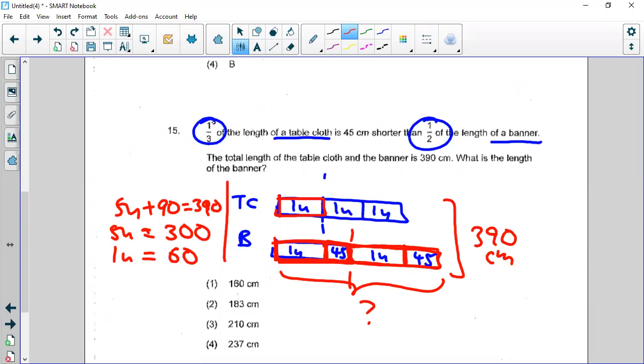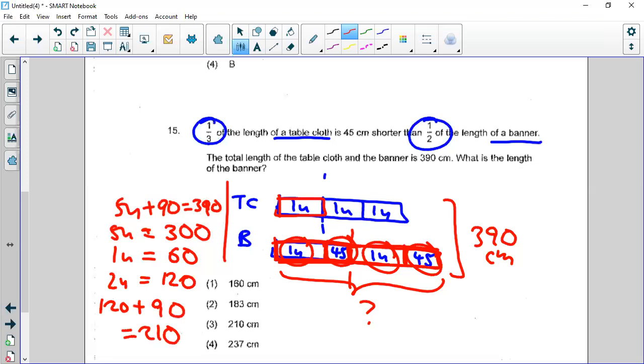So what is the length of the banner? So the banner has 2 units. So 60 times 2, that will be 120, right? And then 45 plus 45 will be 90. So 120, and then you plus 90. The length of the banner is 210 cm. So answer number 3.